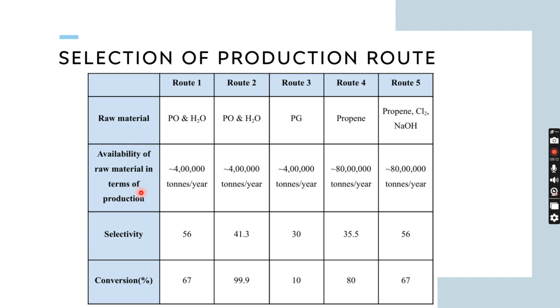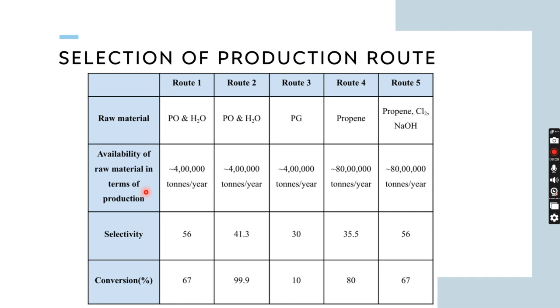Then there is availability of raw material in terms of production. In terms of Indian production, I am comparing how much raw material is available. If the production is high, the raw material will be available to you easily, because as the production goes up, the cost of the product is also reduced and its availability is also enhanced.